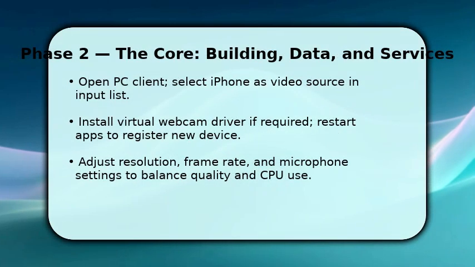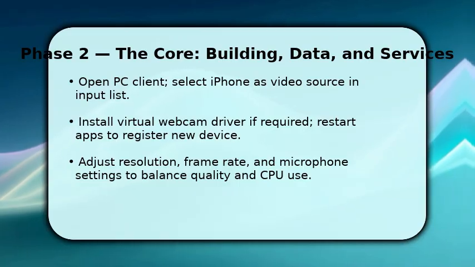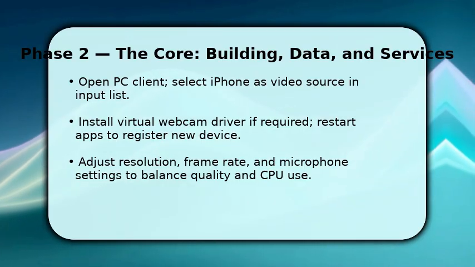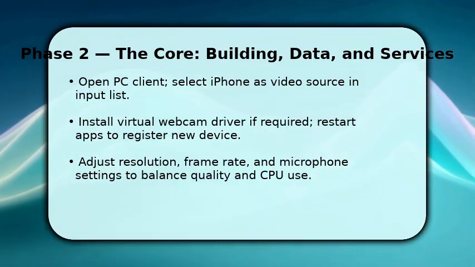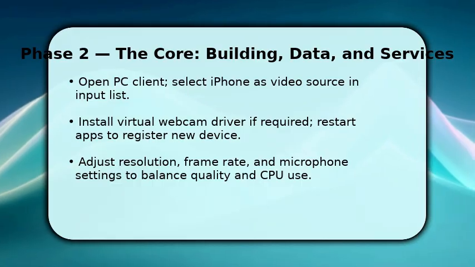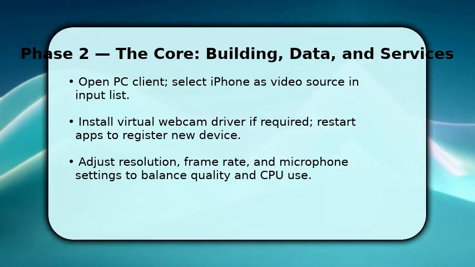Now configure the PC side. Open the companion client and pick your iPhone as the video source. That tells the system to treat the phone like a webcam. If the client installs a virtual webcam driver, allow the driver installation and restart any conferencing apps so they detect the new device. Adjust resolution and frame rate in the app to reduce CPU load.